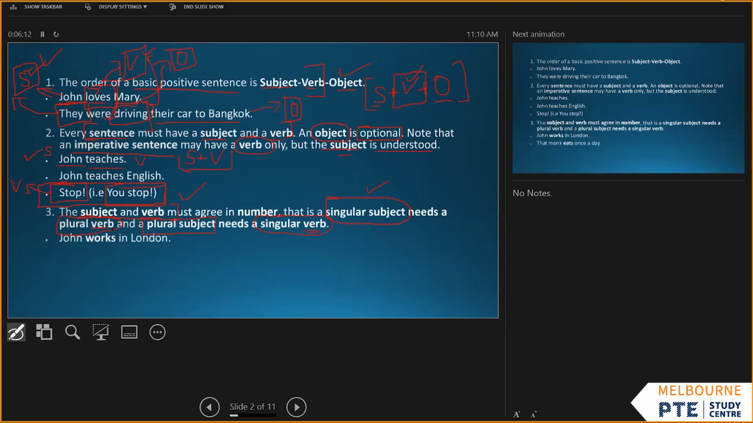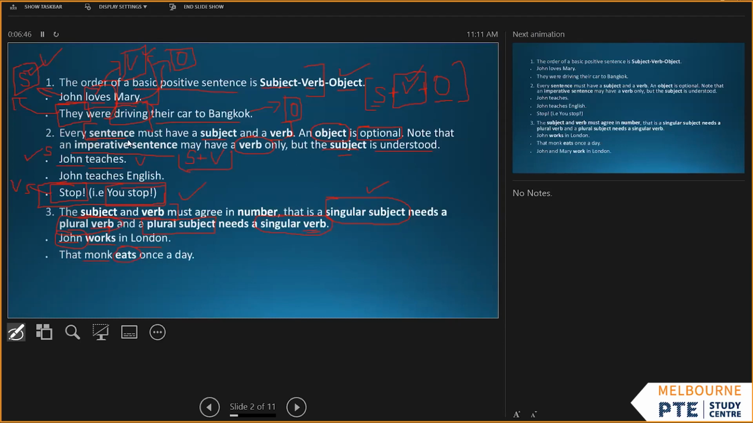Have a look at this. What does it say? John works in London. Okay. Now, what is my subject here? John. Is it singular or is it plural? Singular. It is one person. That is why I used works, which is, of course, plural, with an S. Similarly, in the next one, when I'm saying monk, it's one. Singular subject will be accompanied with a plural verb.